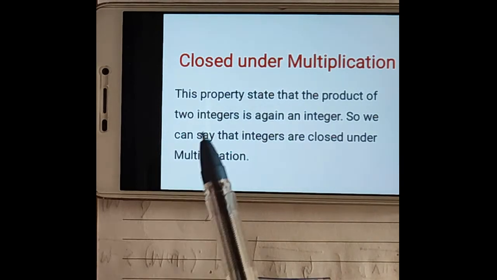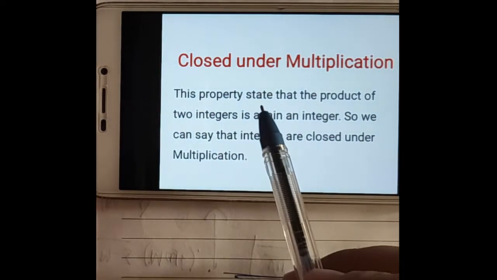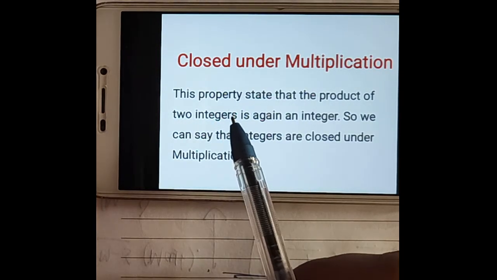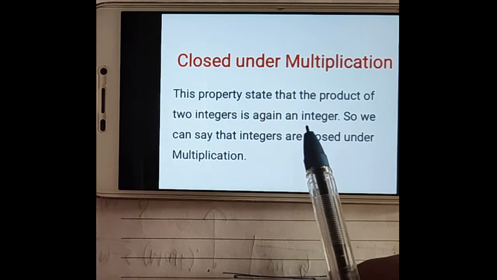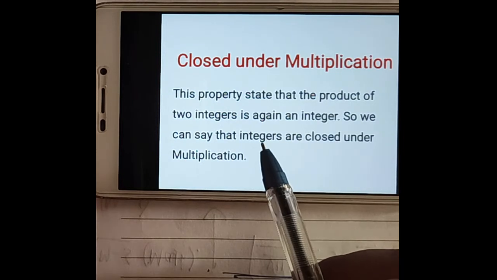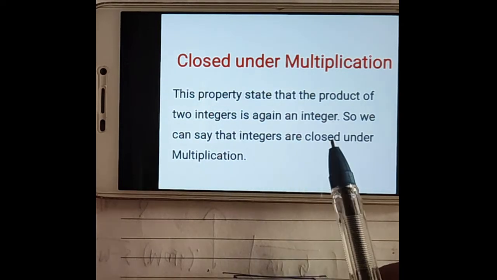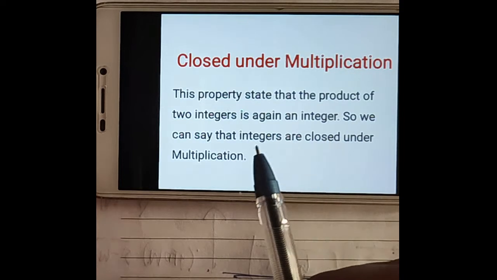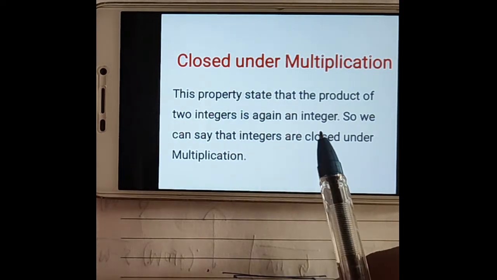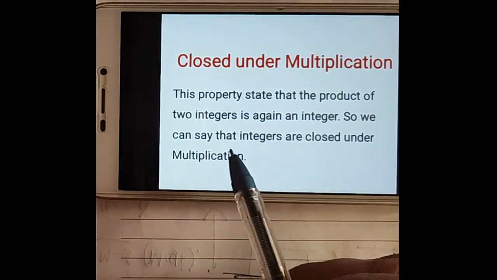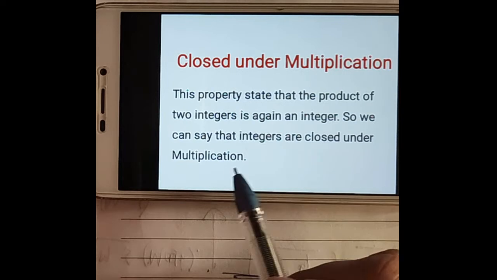So what does this property state? This property states that the product of two integers, the product meaning multiplication of two integers, is again an integer. Suppose you have two positive integers, 2 into 3: 2 3s are 6. 2 is an integer, 3 is an integer, and 6 is also an integer. So the product of two integers is again an integer. If you have plus and minus, plus into minus is minus, and 2 into 3 is 6, an integer. So we can say that integers are closed under multiplication.